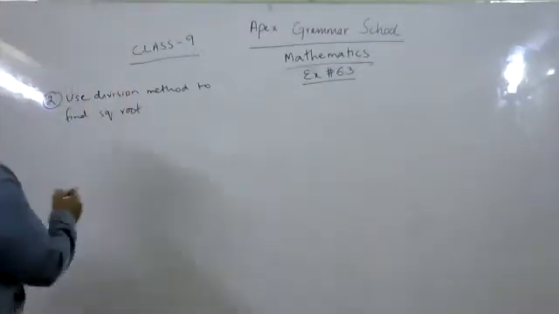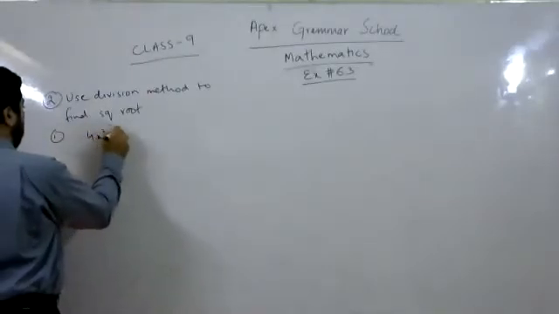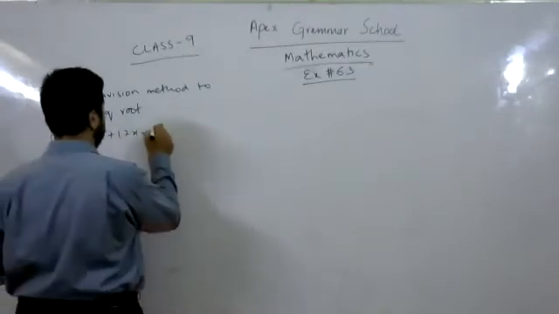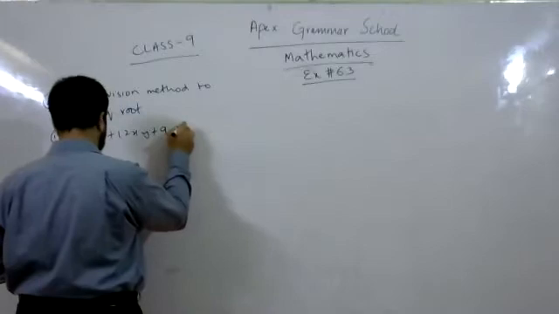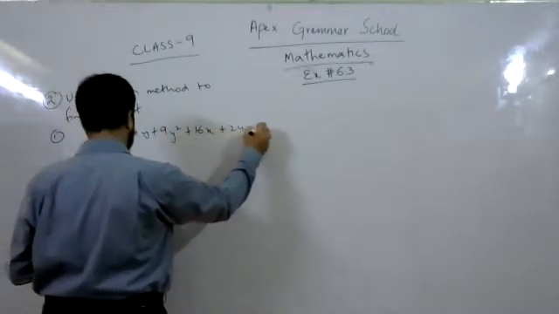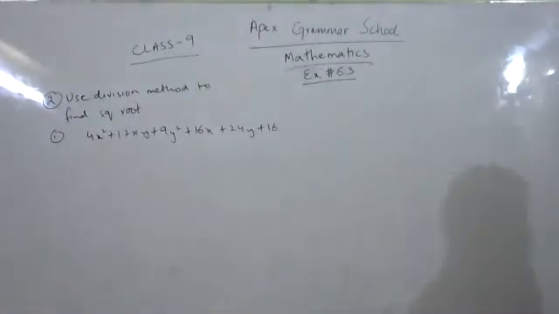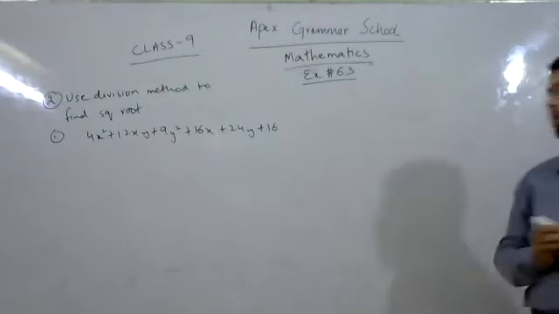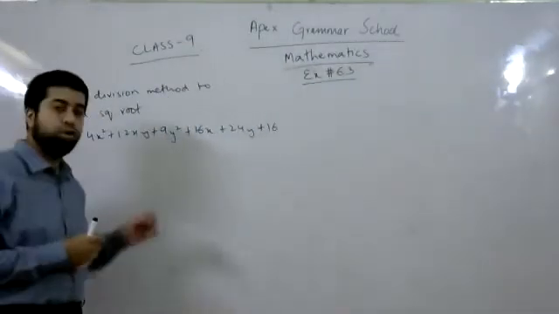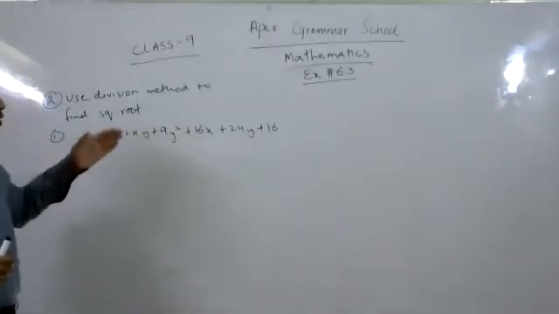Part 1 is 4x square plus 12xy plus 9y square plus 16x plus 24y plus 16. We need to find the square root of this expression. To find the square root, first of all, you need to arrange it. This is the arranged series of this expression.